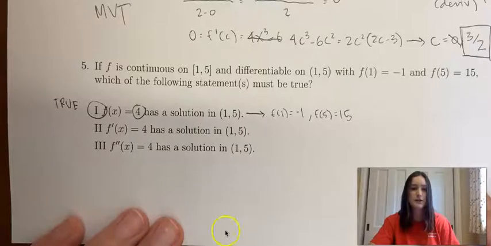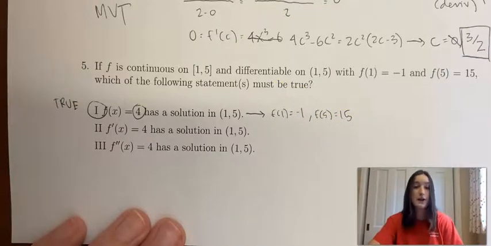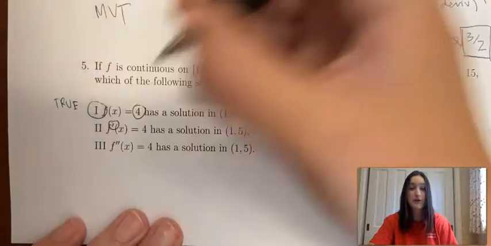And sorry, I said earlier y value of 4. 4 is a y value, and then these are your y values too, and it's between those. So that's true by IVT. The next one looks the same, except you've got f prime of x.